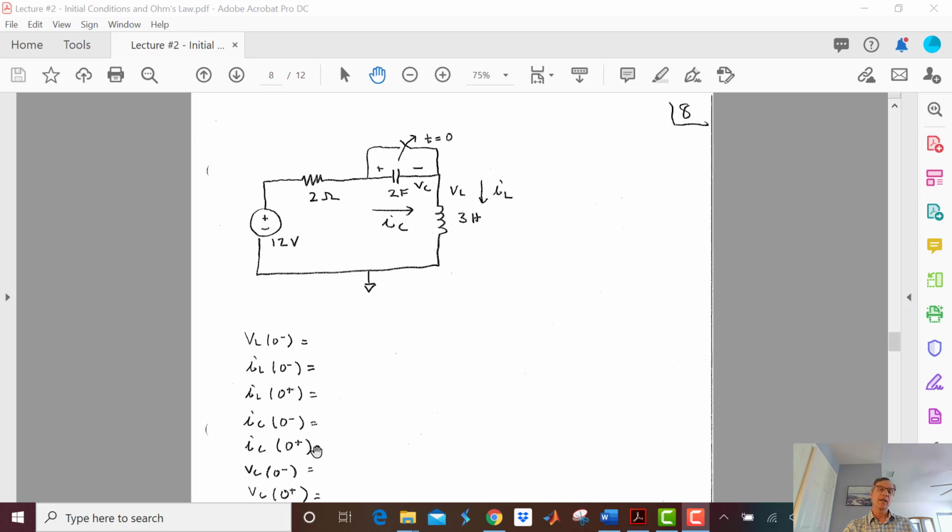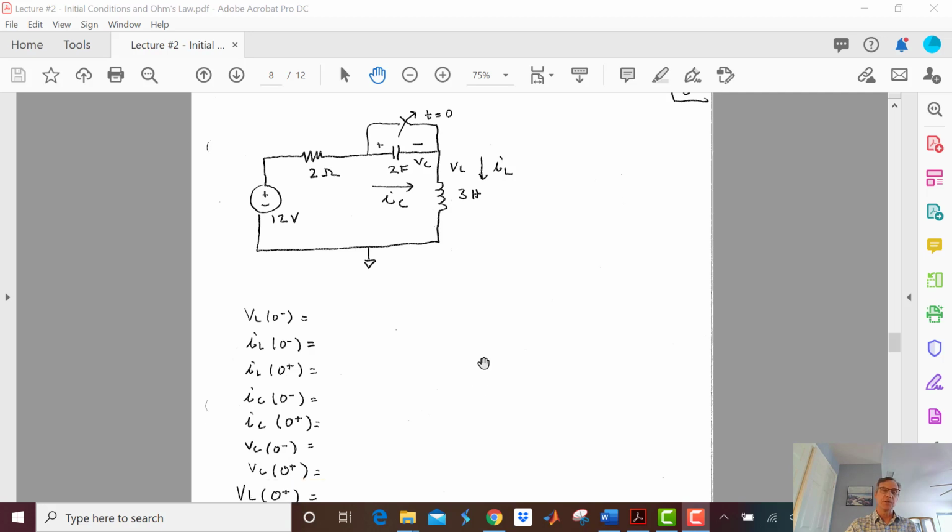And we remember that we can change the current through the capacitor quickly. VC at 0 minus was 0 because the switch was closed, and so, of course, it was shorted out. And we can't change the voltage across the capacitor quickly, so VC at 0 plus is also going to be 0.